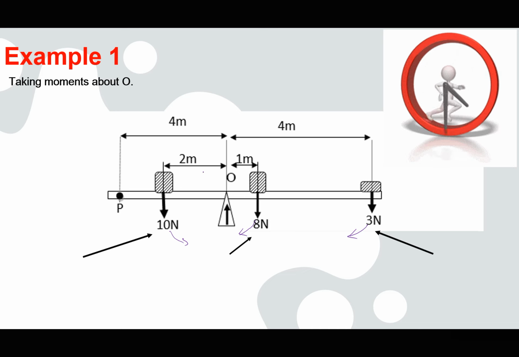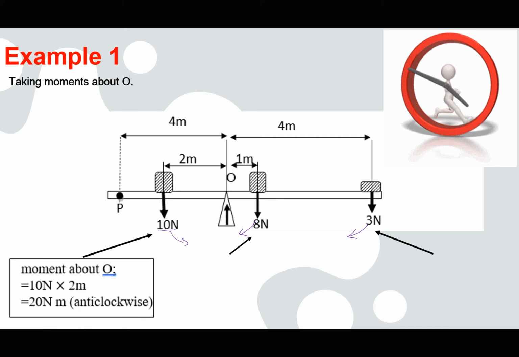So for this one, the anticlockwise moment is going to be the force times the perpendicular distance. We have 10 newtons times 2 meters, which is going to be 20 newton meters anticlockwise. So that is the only anticlockwise moment we have on the left-hand side. Then on the right-hand side, the force is 8 newtons times a perpendicular distance of 1 meter. And that gives us a moment of 8 newtons times 1 meter, which is 8 newton meters.